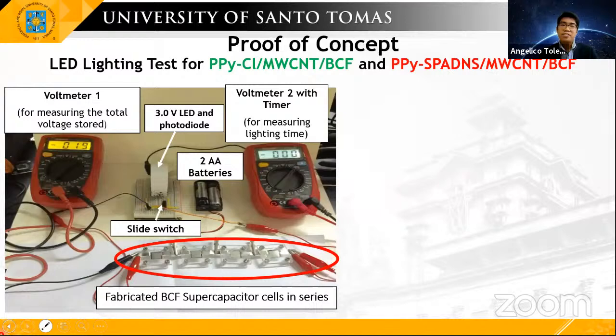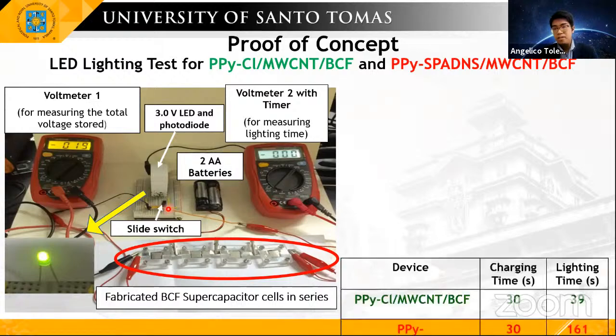And last but not the least, as a proof of concept that these electrodes can really store charge, we use the LED lighting test. In these connections, 2 AA batteries were used to charge the fabricated supercapacitor electrodes here. And then once it is fully charged, it was connected to the 3 volts LED and photodiode using a slide switch. And as a result, the LED lights up.